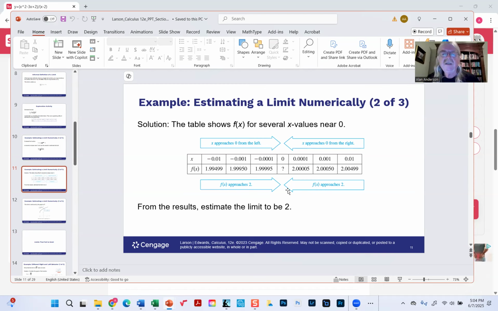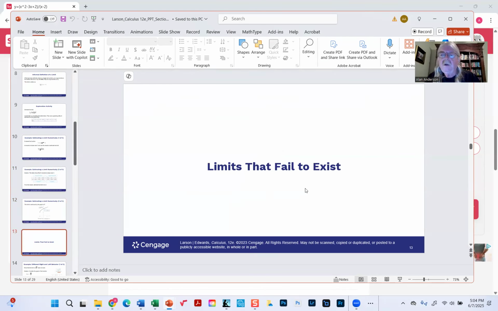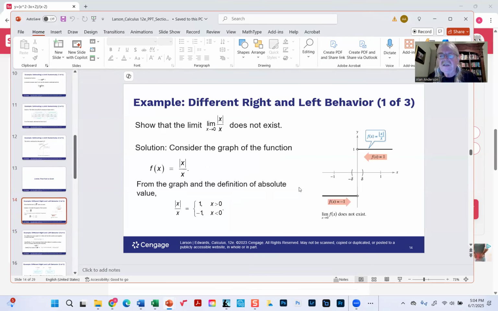But all right, anyway. So yes, we're going to learn how to do this with a set of rules. Now, it turns out for some functions there is no limit. Okay. And so here would be a classic example of this. Why is there no limit in this case?